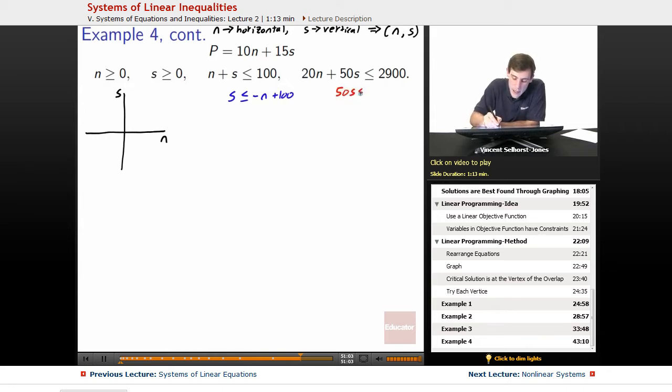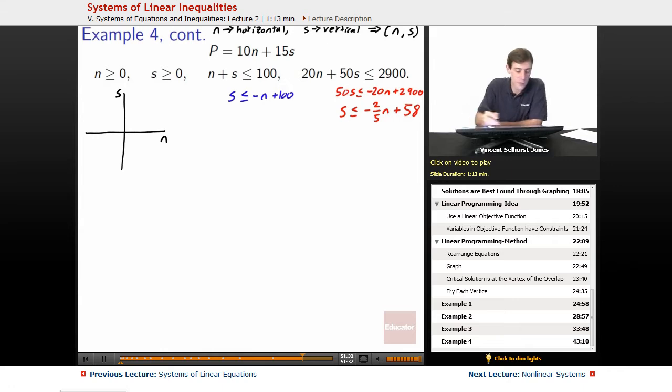50S is less than or equal to negative 20N plus 2,900. We divide both sides by 50. We've got S is less than or equal to negative 2/5 N plus 2,900 divided by 50, which becomes 58. Had to use a calculator for that one. So 2,900 divided by 50 becomes 58. So we've got S is less than or equal to negative 2/5 N plus 58.